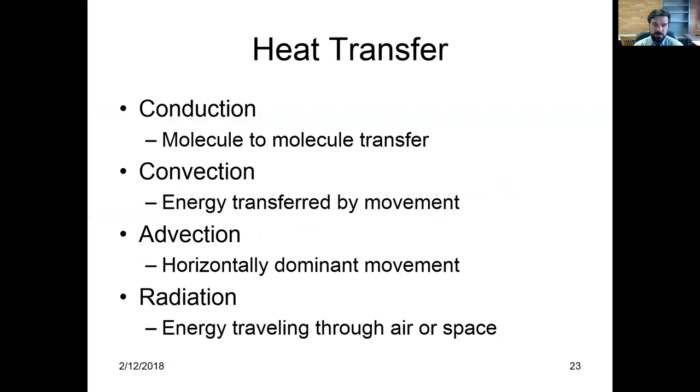Conduction, convection, advection, and radiation. So radiation, hopefully we're clear on that by now, is energy traveling through air and space, just fairly freely. Conduction is molecule to molecule. So there's physical contact happening, not just air or space, but some kind of physical medium in between.